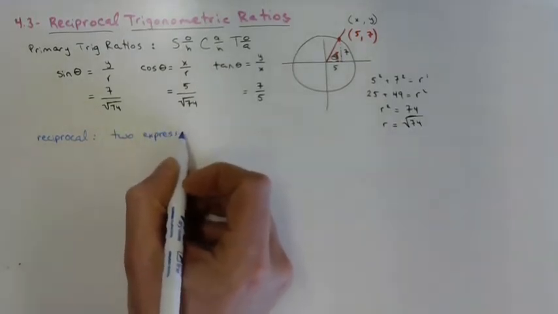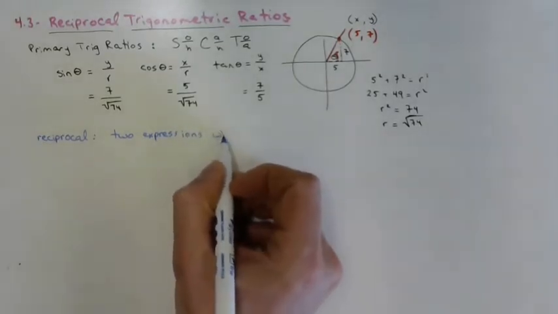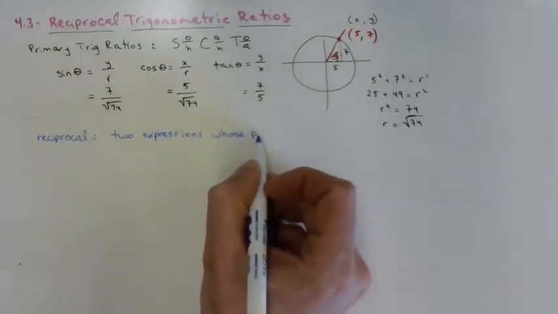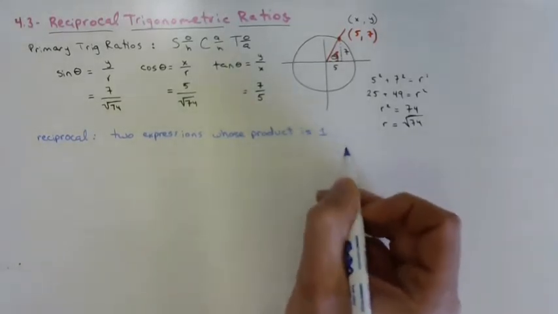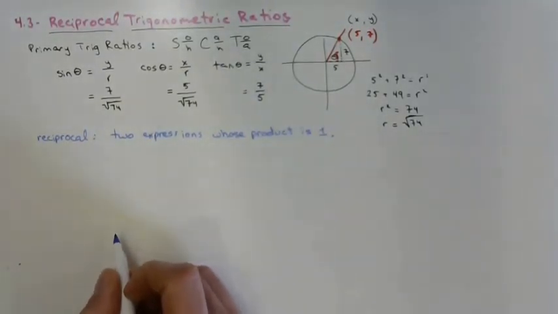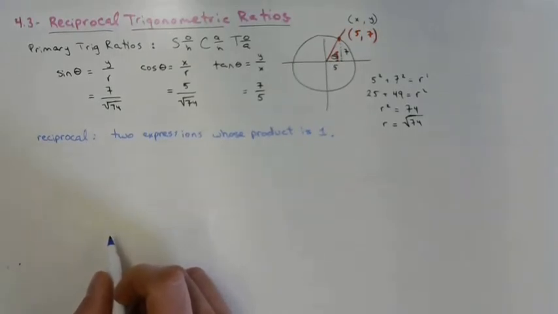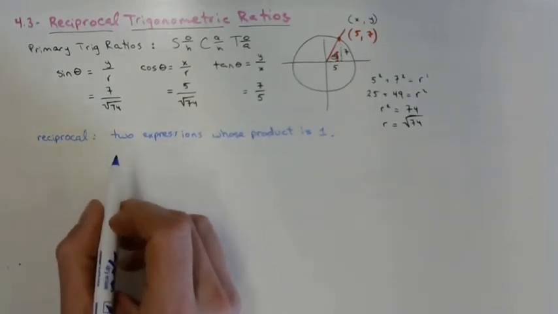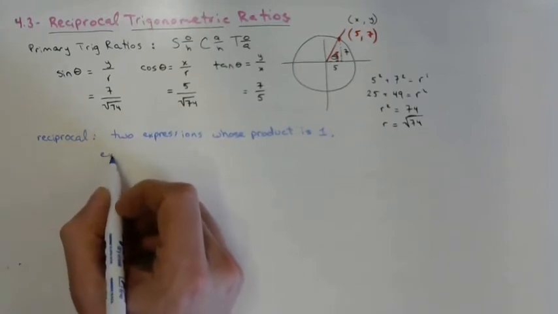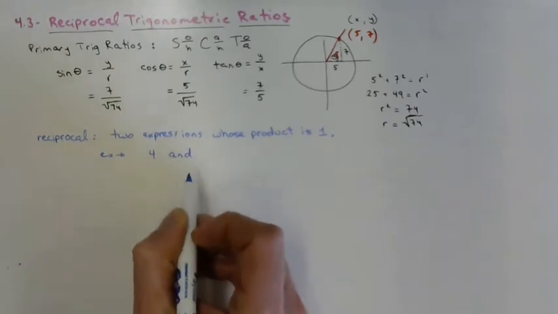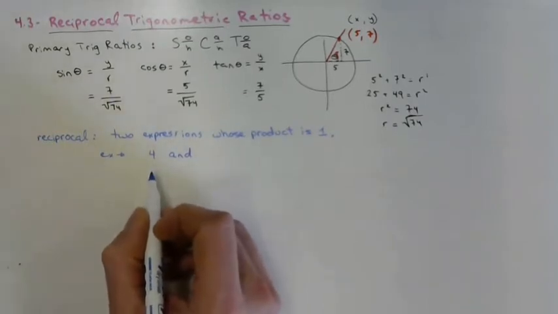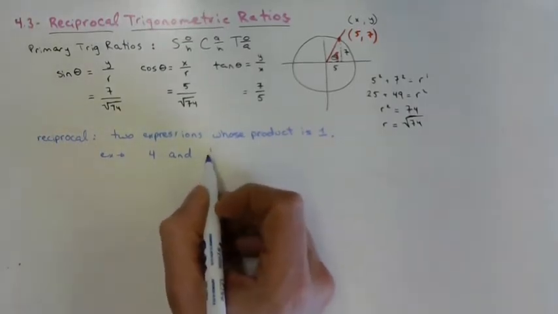The textbook definition of a reciprocal: 2 expressions whose product is 1. That means if you were to multiply those two expressions together, it would equal 1. And if you can do that, then they're reciprocals. It's much easier if you just see a couple of examples. Example, 4 and, do you know the reciprocal of 4? 1/4. 1/4.